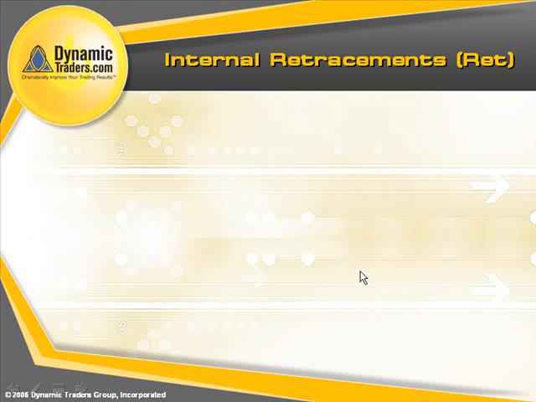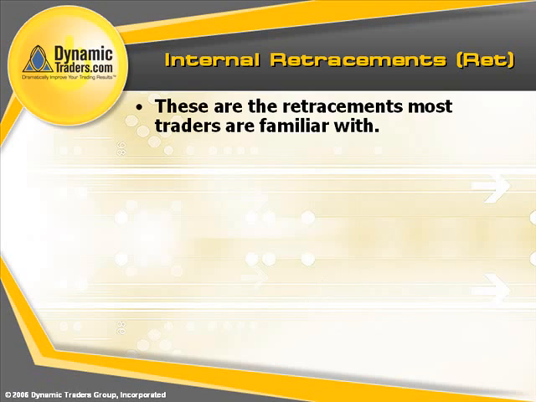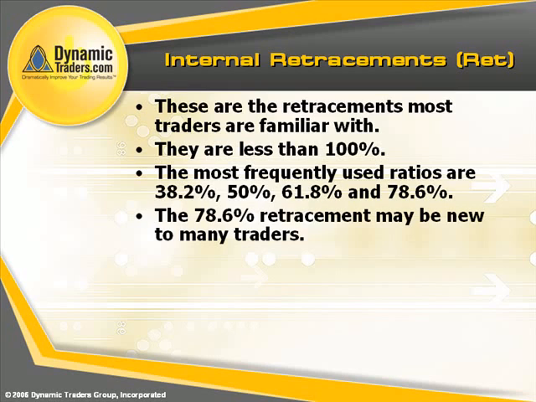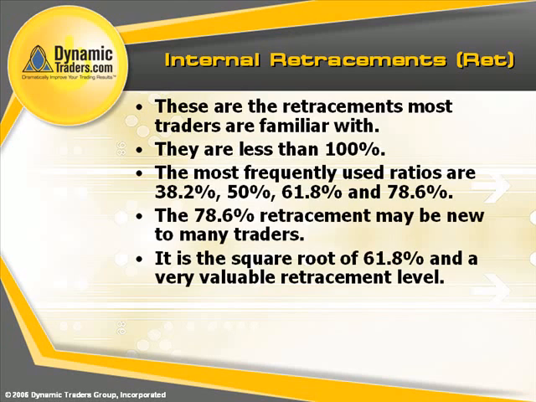Okay, let's get started by talking about internal retracements. Internal retracements are the retracements that most traders are familiar with. They're less than 100%, and the most frequently used ratios are 38.2%, 50%, 61.8%, and 78.6%. Now the 78.6 retracement may be new to many traders, and we use it specifically in the dynamic trading approach. It's the square root of 61.8%, and it's an extremely valuable retracement level. And we'll show you how that works here in a minute.